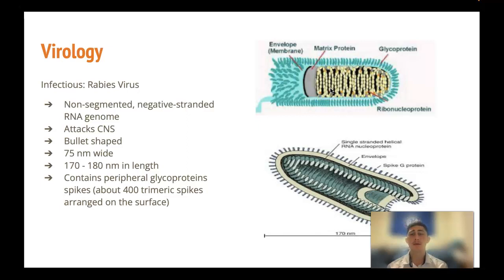A little virology for rabies. Its infectious agent is rabies virus, also known as RV. It's a non-segmented negative-stranded RNA genome, so during transcription it must be transcribed into a positive single-stranded RNA before it can be used for replication. It directly attacks the central nervous system, so your spinal cord and your brain. It's bullet-shaped, as you can see from these images here. It's about 75 nanometers wide by 170 to 180 nanometers in length. And as you can see from these images as well, it contains those glycoprotein spikes all around the edge here, connected to your viral envelope.